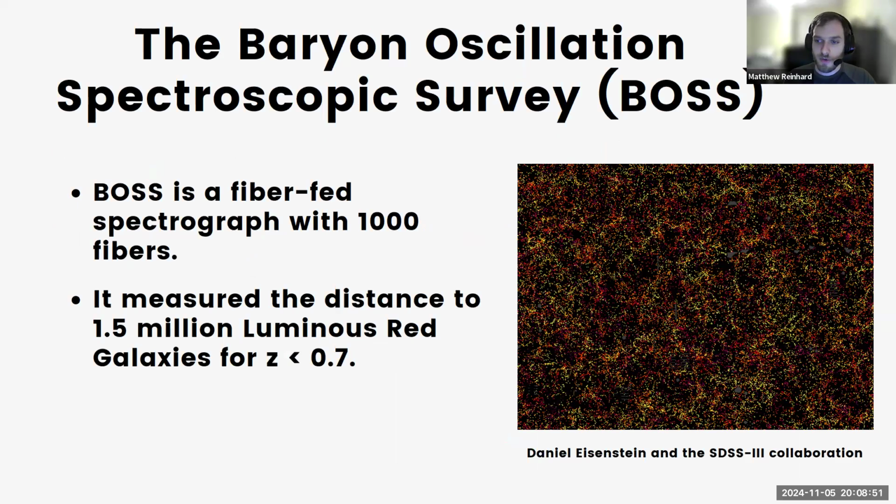So a central theme of what we'll be talking about is whether or not the large-scale structure respects parity. One of the largest galaxy surveys that's been done is the Baryon Oscillation Spectroscopic Survey, also known as BOSS. BOSS is a fiber-fed spectrograph with 1,000 optical fibers, and it measured the distance to 1.5 luminous red galaxies. This image on the right shows a lot of BOSS galaxies. Each dot represents a galaxy. The redder the dot, the farther away the galaxy is, and the more yellow dots are closer.